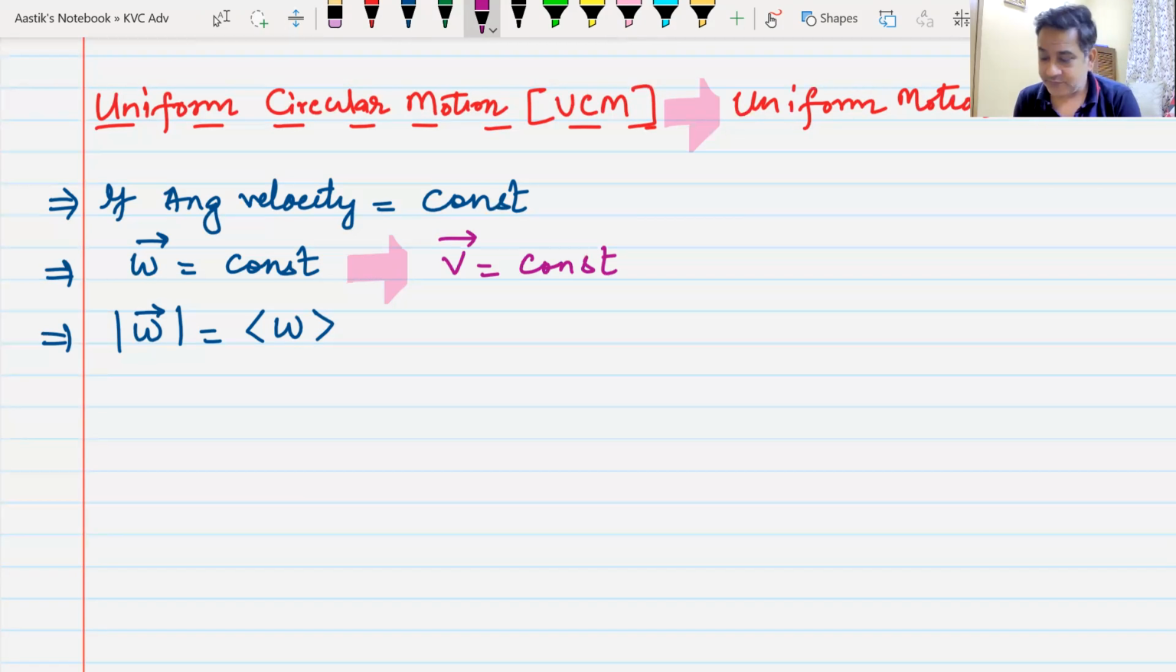Conceptually, they are the same. Uniform velocity means velocity should remain constant. Uniform angular velocity means angular velocity will remain constant. But if you look at the motion, uniform velocity motion would be a straight line with uniform speed. But uniform angular velocity motion definitely cannot be a straight line, because this is circular motion. Do we understand this?